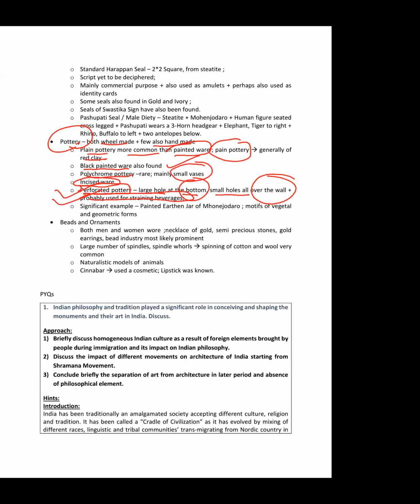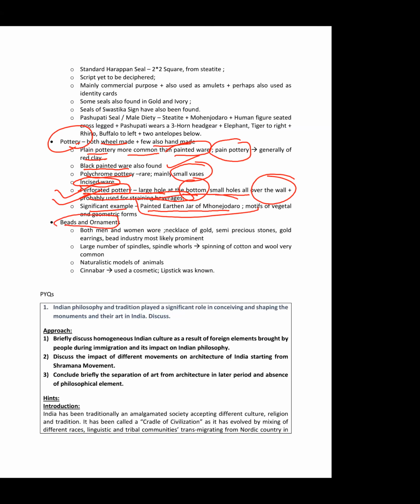Let's say a question comes that IVC is a civilization which was used not only for its just aesthetic appeal, but also had significant utilitarian appeal, right? Significant example, painted earthen jar of Mohenjo-daro. So this is the significant example of the pottery, right?